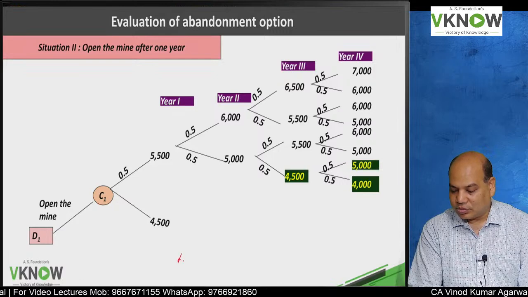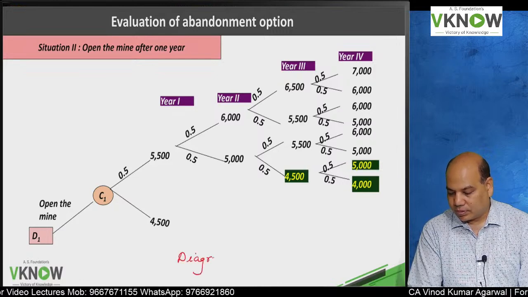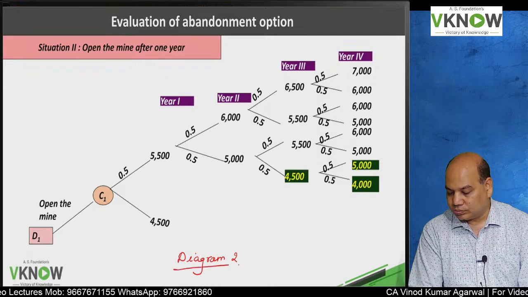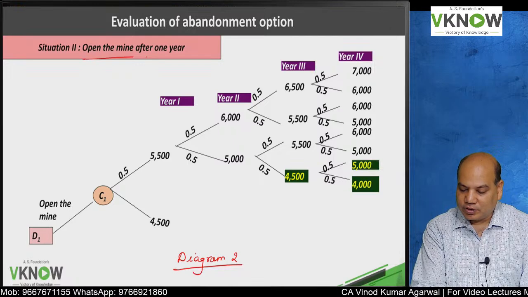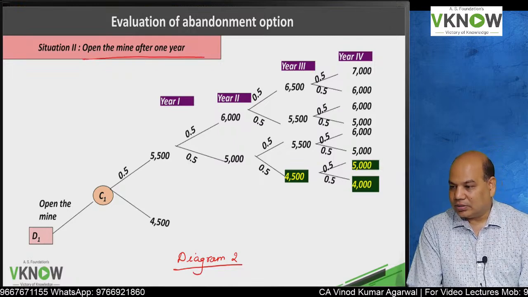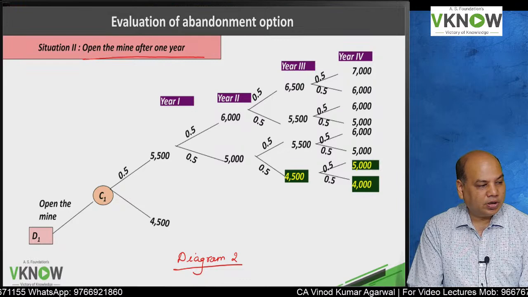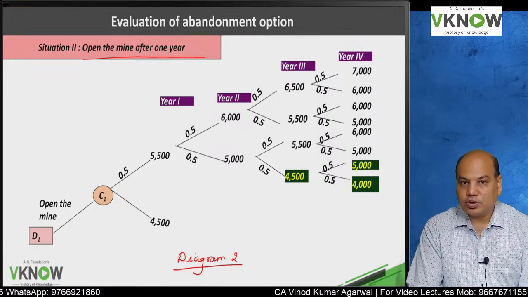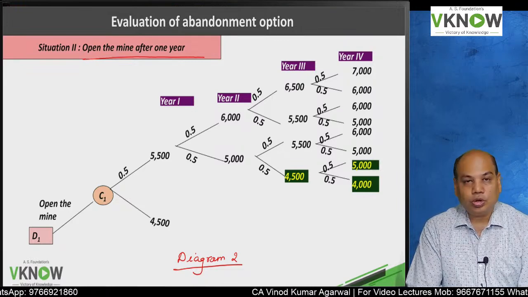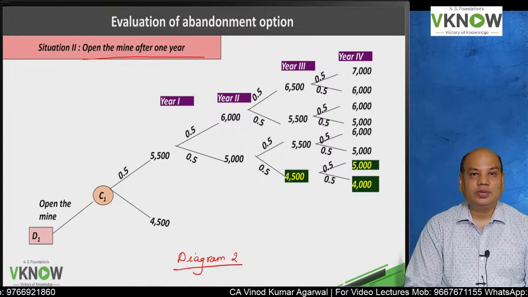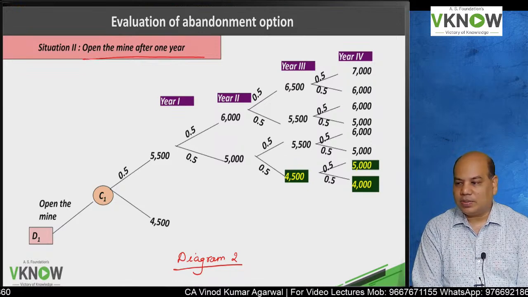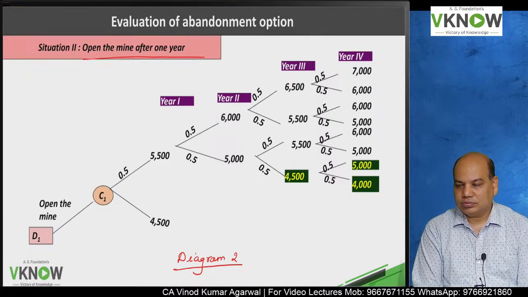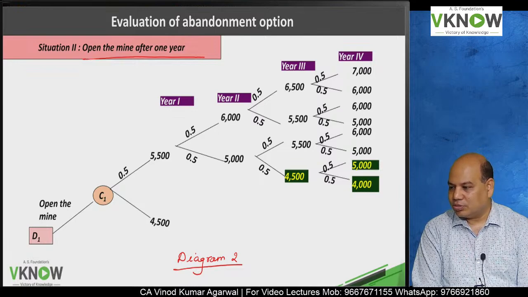Now go to diagram 2. This was my diagram number 2. Do you have this diagram in the notebook? Open the mine after 1 year. Now suppose we have abandonment option also. Look at the diagram and tell me which is the abandonment point. Can you mark the abandonment point?